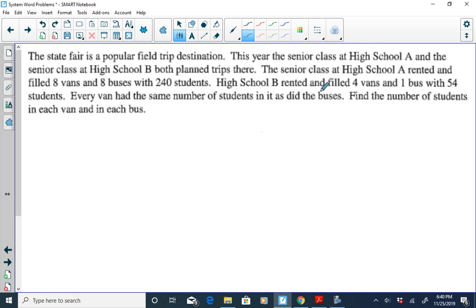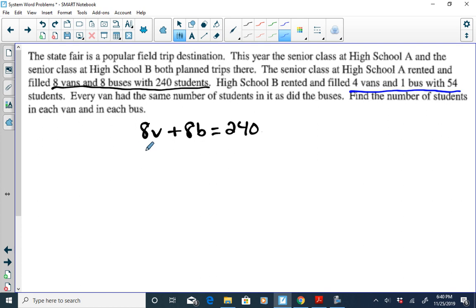I want to take this situation here and write an equation that represents that. So that's going to be 8V plus 8B equal to 240. And then I want to take this situation here and write an equation that represents that. So we have 4V plus 1B, and that's going to be equal to 54. Now if I multiply this second equation by -2, it looks like we'd be able to eliminate the V's with addition.